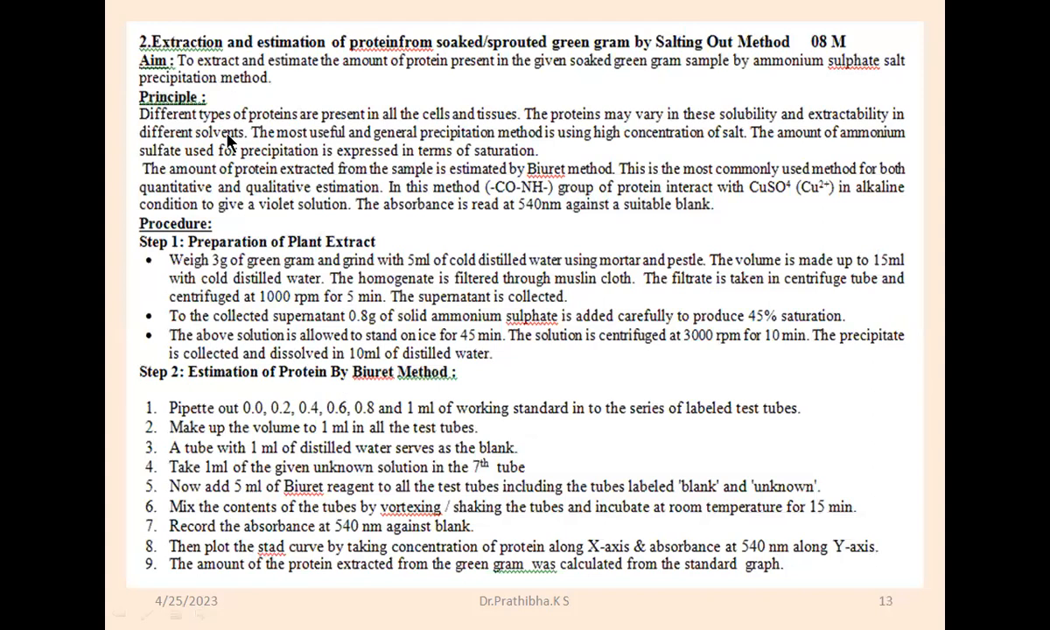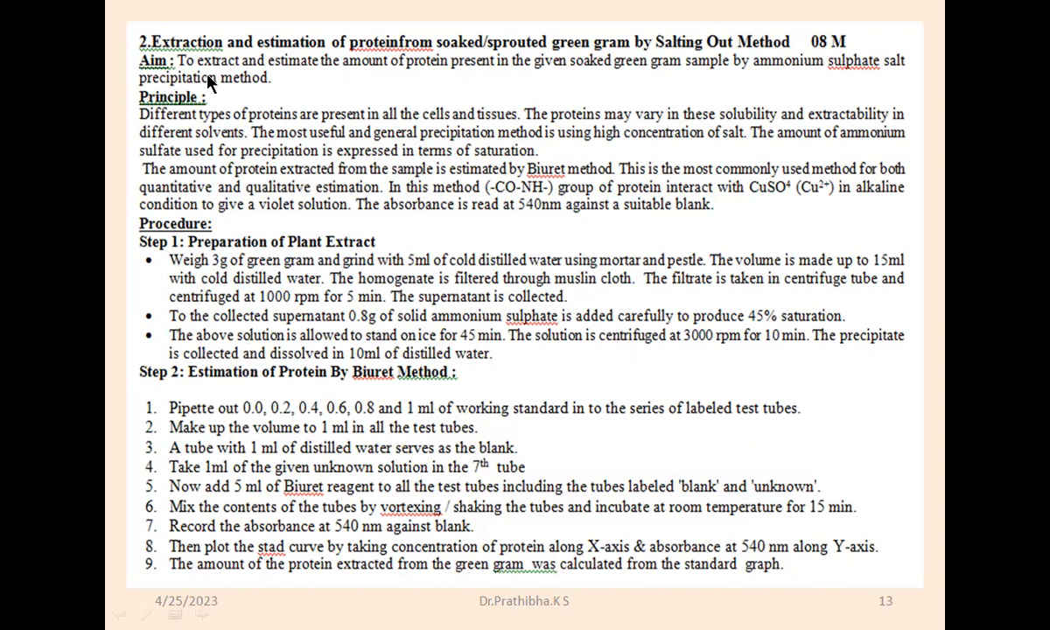Then in question number 2, you have another option, that is extraction and estimation of protein from soaked or sprouted green gram by the salting out method. This carries 8 marks. So this is the same question number 2. You may get the enzyme amylase activity, or you may get the salting out method. Okay, here this is the aim of the experiment, then principle and procedure.